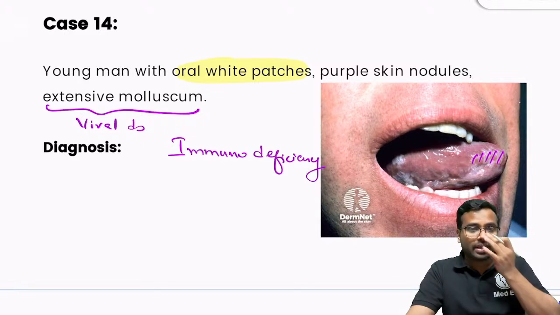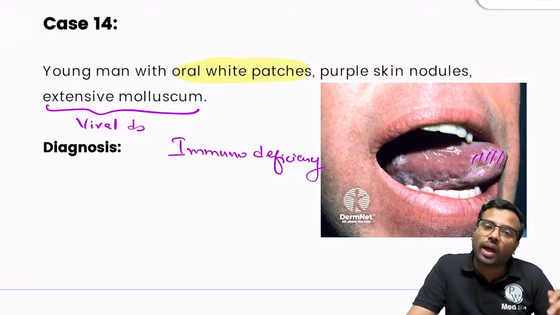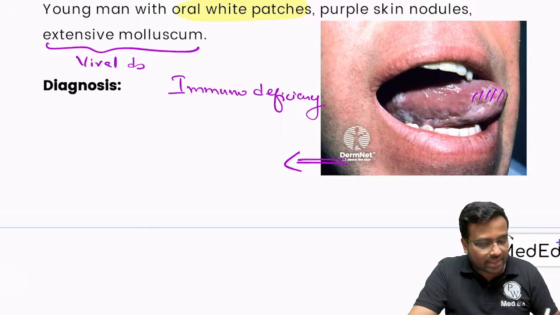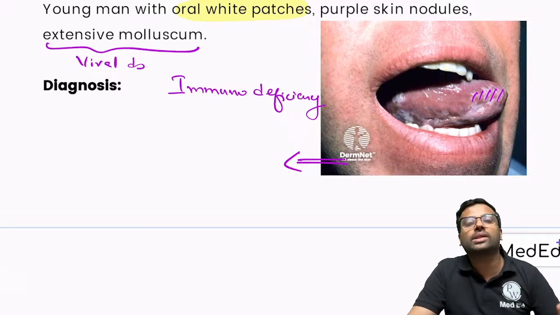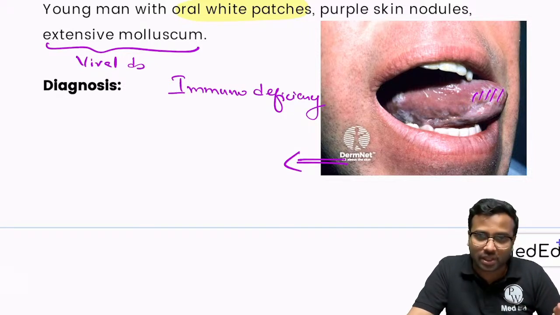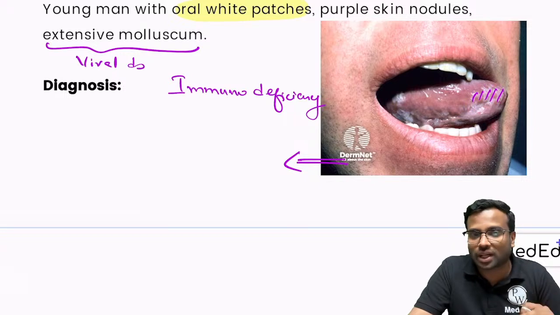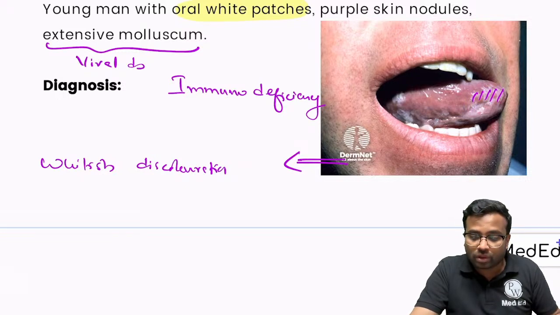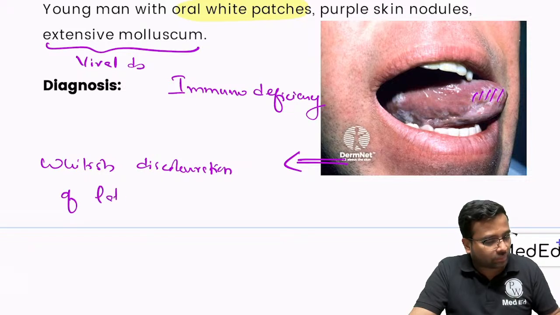Immunodeficiency should be coming to our mind. Having said immunodeficiency, now what is this tongue finding called, which can be seen in an immunocompromised patient? The lateral part of the tongue is white, that is, there is whitish discoloration of the lateral part of the tongue.